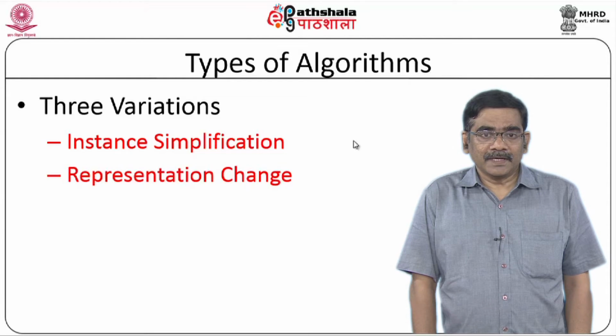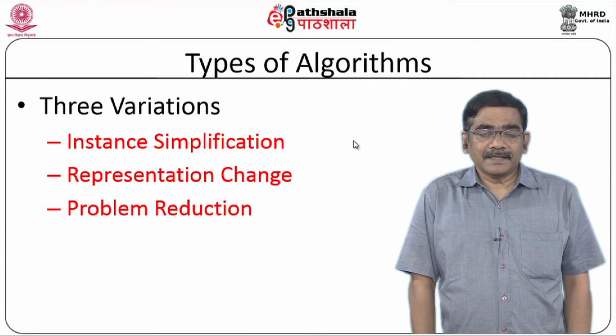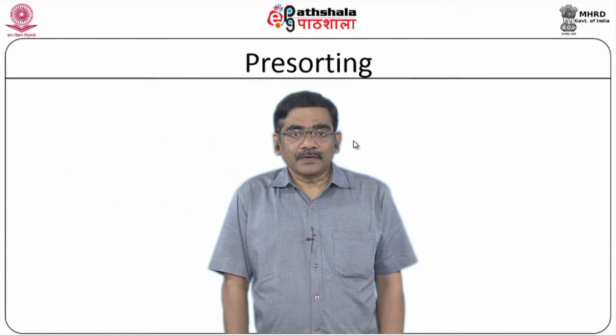In some cases, we require some sort of representation change, where we change the representation of the problem and we can solve it. In some cases, we go for some sort of problem reduction methodology. These three represent the variants of the transform and conquer strategy. In this particular module, we are going to discuss instance simplification, where we are going to bother about the transformation of problems using the instance simplification method. So, let us discuss some of the algorithms for explaining this particular strategy.